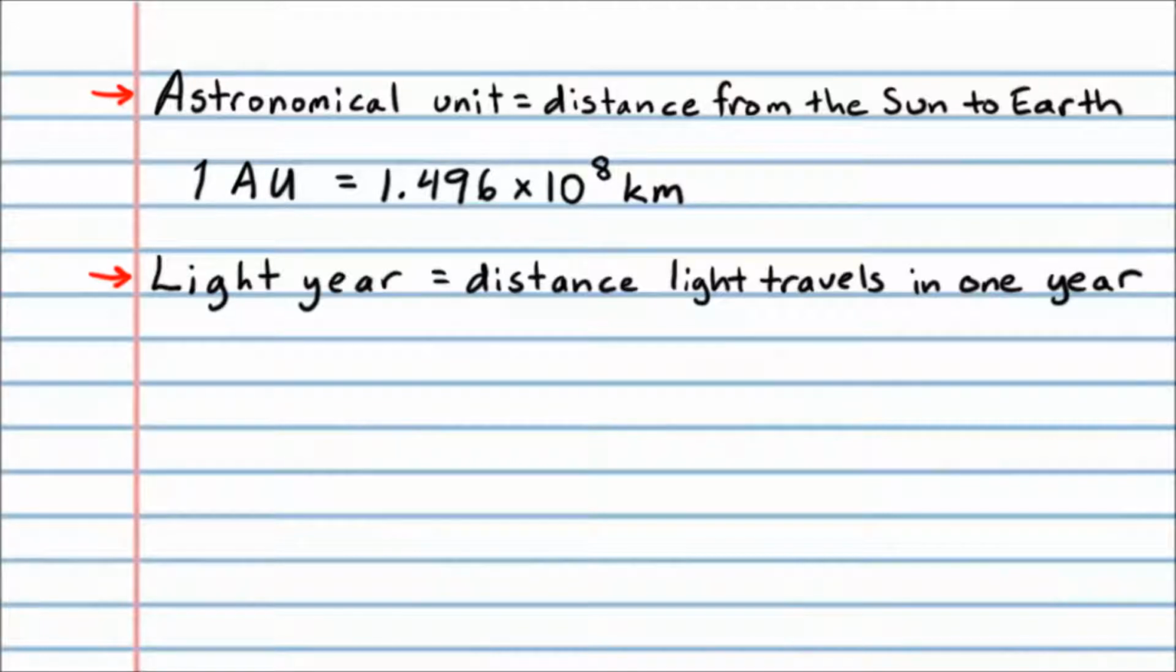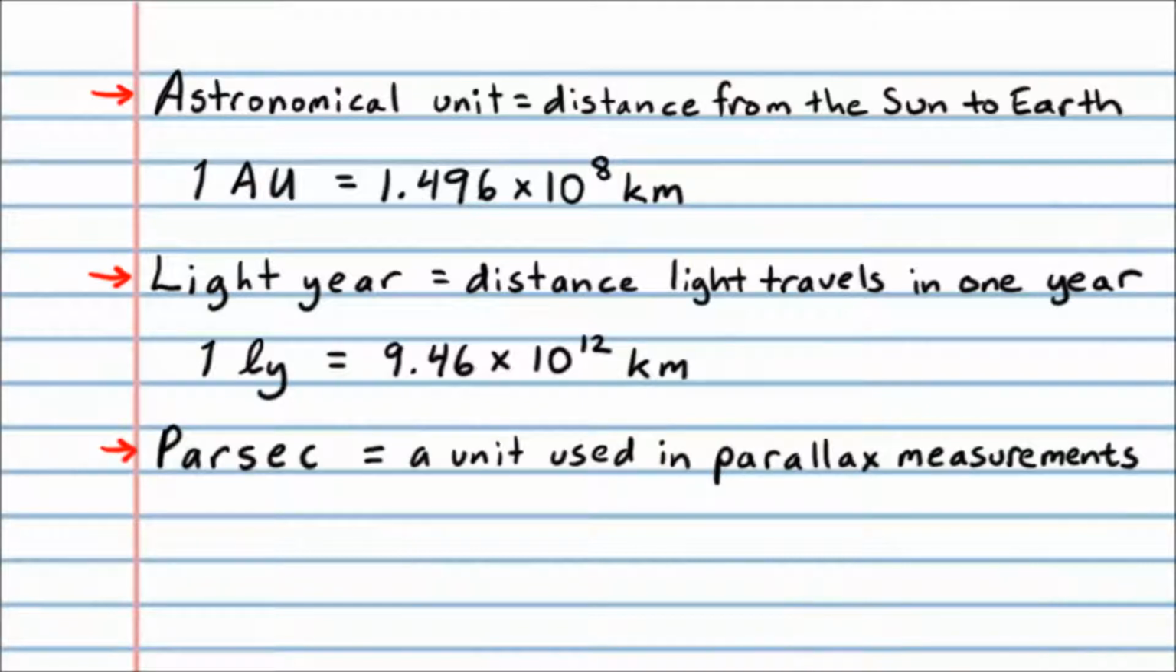The second unit you've probably heard of, the light year. It's defined as being the distance that light travels in 1 year. A light year is a little too big to measure distances within our solar system, but it is good for measuring the distances to stars. The symbol for it is LY for light year, and a light year is defined as being 9.46 times 10 to the 12 kilometers, so it's quite a bit larger than an AU.